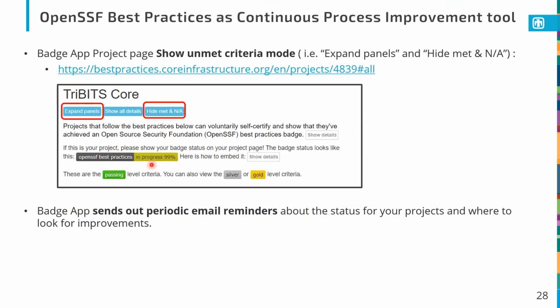Okay, so another benefit is that you can use the OpenSSF best practices site and your project on that site as a way of working on continuous improvement. For example, on the project page on the badge app for your project, you can show all the unmet criteria. You do that by clicking on the expand panels and hiding the met criteria. That will show you all the criteria that you marked as unmet or didn't respond to at all, but it will hide all the ones that you've met or marked as not applicable. And you can do it based on the level that you're interested in. The badge app site will also send out periodic emails about the status of your project. And I'll show an example of that.